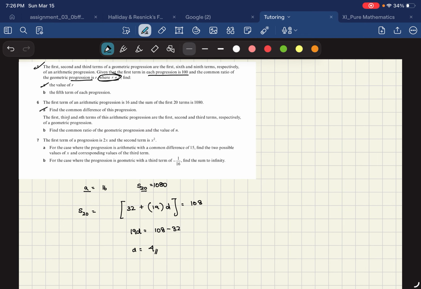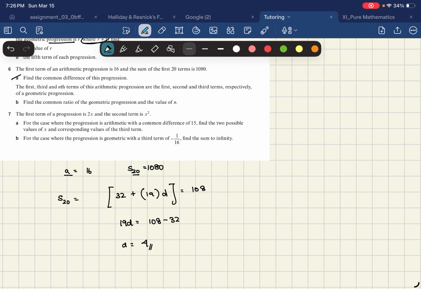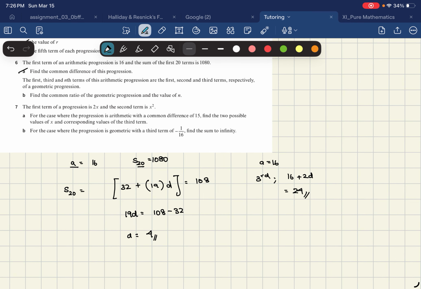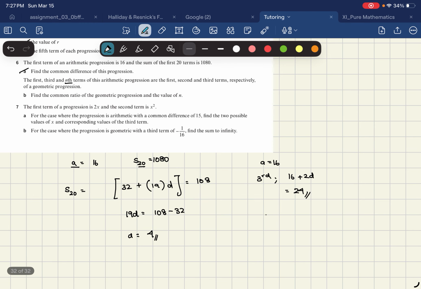And then it says the first, third, and nth term. All right, so our first term is 16. Our third term is a plus 2d. So 16 plus 2d. 16 plus 2d is 24. Our third term is 24. And the nth term is just 16 plus n minus 1 times d.